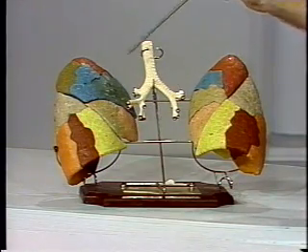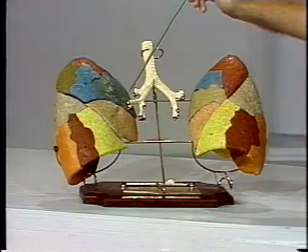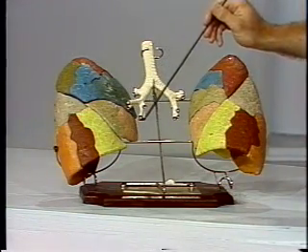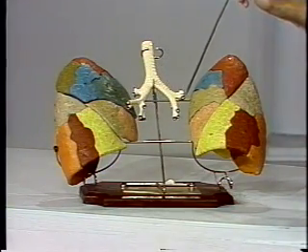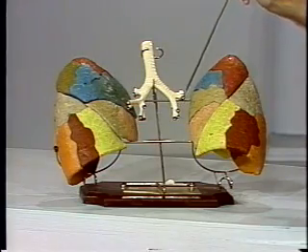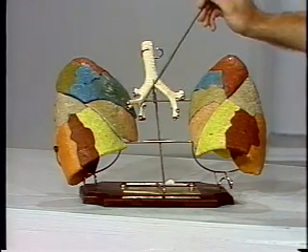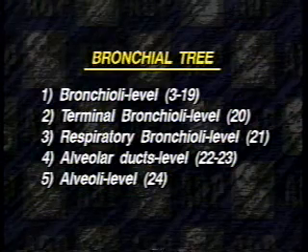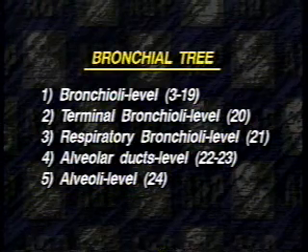The tertiary bronchi are depicted by the black and gold circles. You have 10 tertiary bronchi on the right lung, and you have 8 tertiary bronchi on the left lung. These tertiary bronchi are going to the segments of the lung. From the tertiary bronchi, we now go to the bronchioli, level 3 through 19.